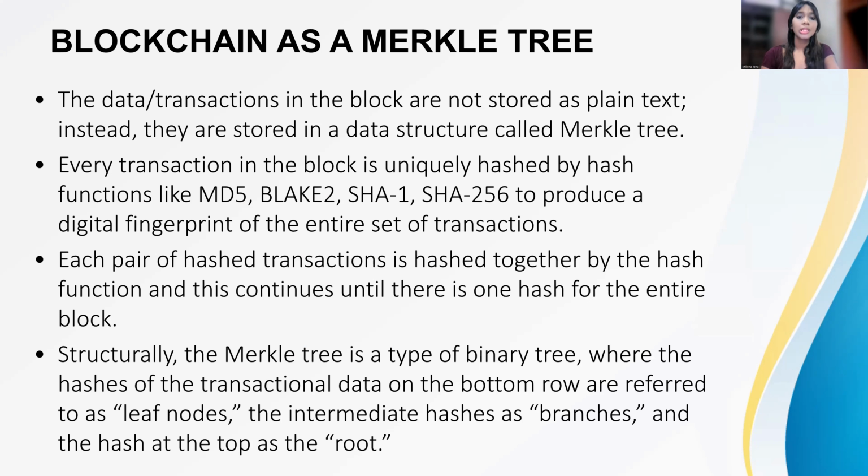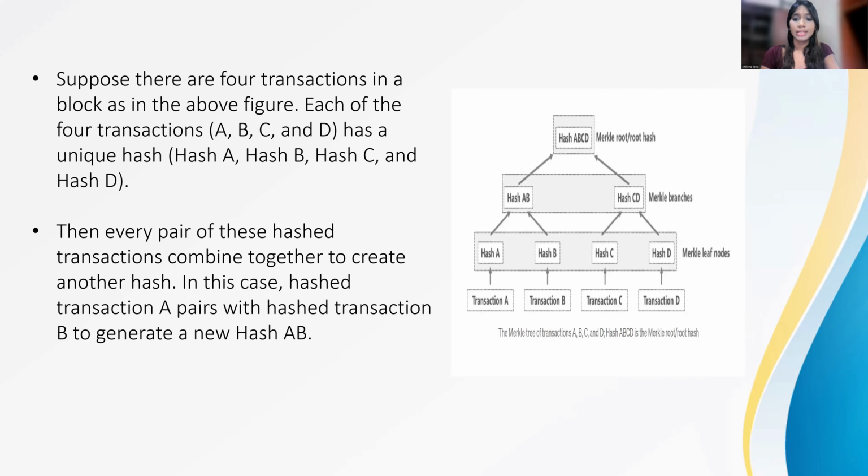Every transaction in this Merkle tree is uniquely hashed by hash pointers or functions like MD5, Blake2, SHA1, SHA256 to produce a digital fingerprint of the entire set of transactions. The process follows as in, we can see over here on the right side of the diagram, there are 4 transactions. The Merkle tree of transactions A, B, C, and D, and the hash of the Merkle tree is ABCD, which is the root hash.